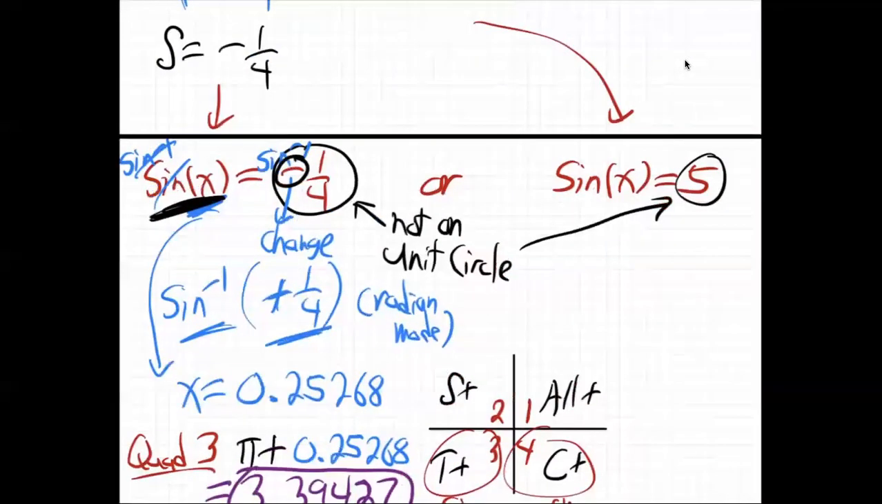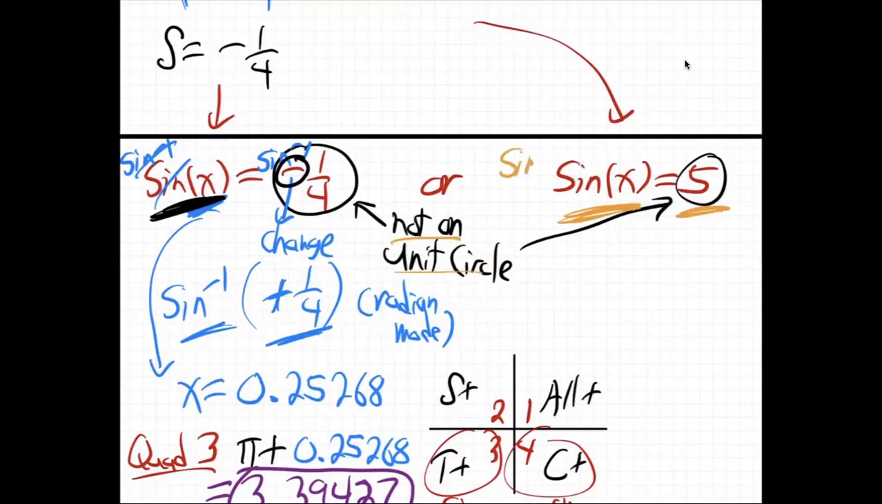Now we also need to do the other side over here. Sine is 5. Again, that's not on the unit circle. So what's our first step? Hit sine inverse on both sides, because that'll cancel this out and get x alone. When you hit sine inverse of 5 in your calculator, you'll get error. Why? Because there are no angles where sine is ever 5.